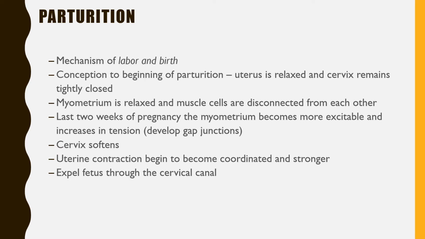Uterine contractions begin to become coordinated and stronger because of the interconnections between those smooth muscles, and ultimately they're going to expel the fetus through the cervical canal as the uterus contracts in a coordinated fashion down towards the cervix.